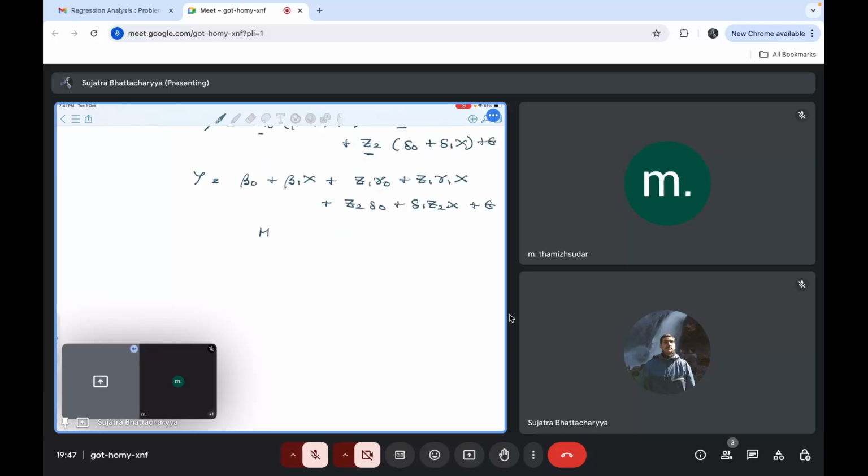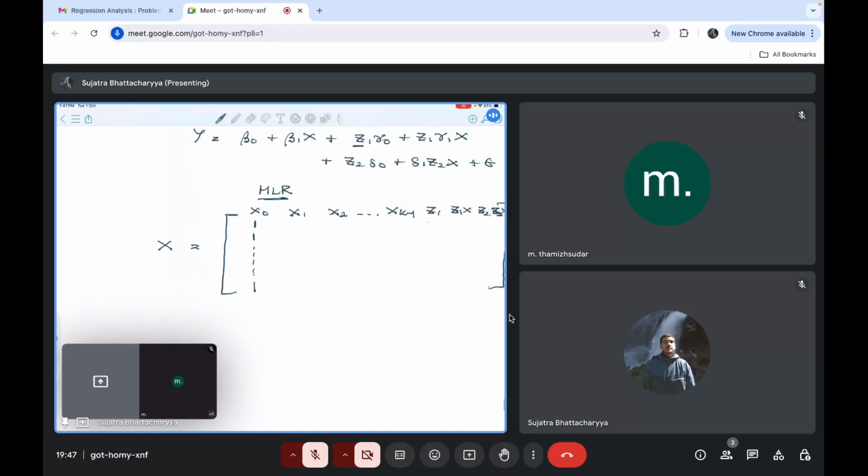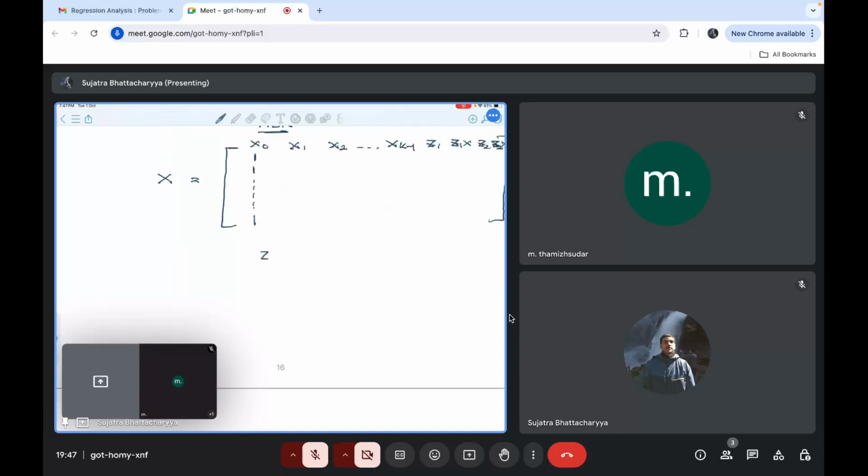And if you have a multiple linear regression model, this is simple linear, so you can write like this. First is x naught, the X matrix. We have seen it in the practice question. All ones. Right? X1, x2, up to xk minus 1, whatever you want to write. Then comes z1, then z1x, z2, and z2x. This has to be the X matrix. Okay. So Z1 or there are three sets. So how will you write this? So Z1, Z2.